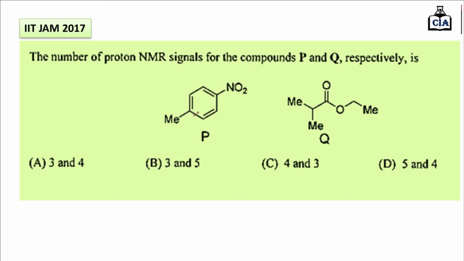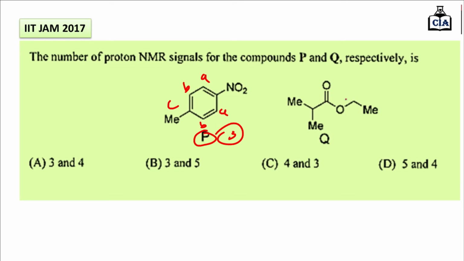So just calculate the total number of different types of protons that will give the NMR signal. Okay. So in the P compound, this is A type of proton, B type of proton, and this is C type. So compound P has a total of 3 types of protons, so compound P will give a total of 3 signals.